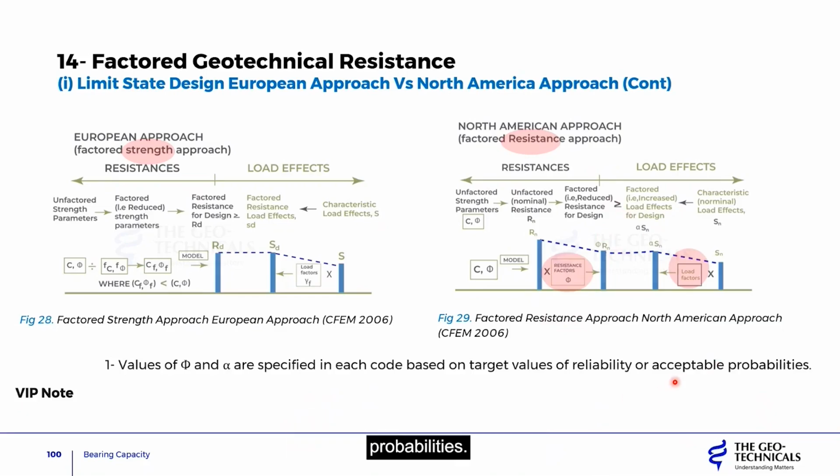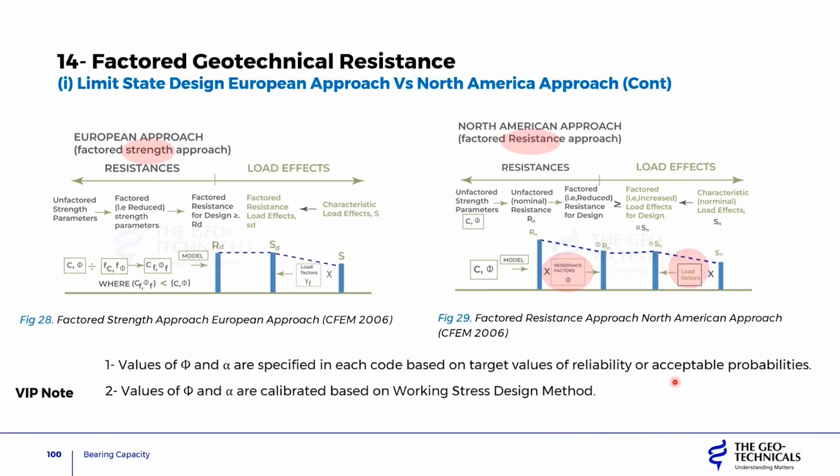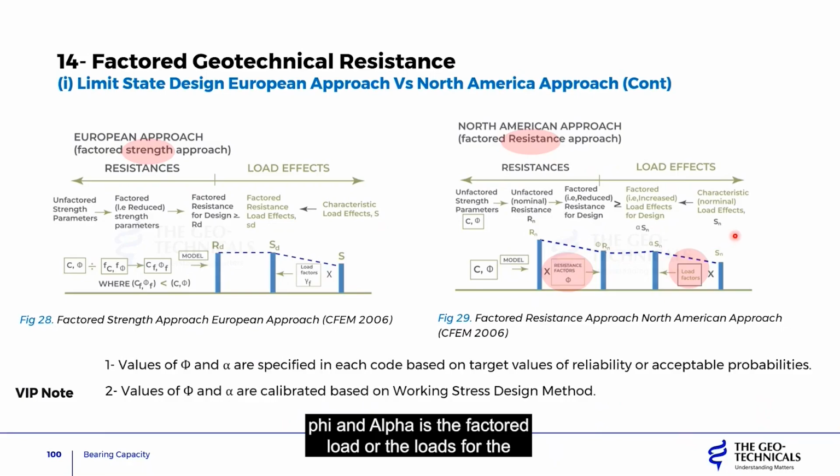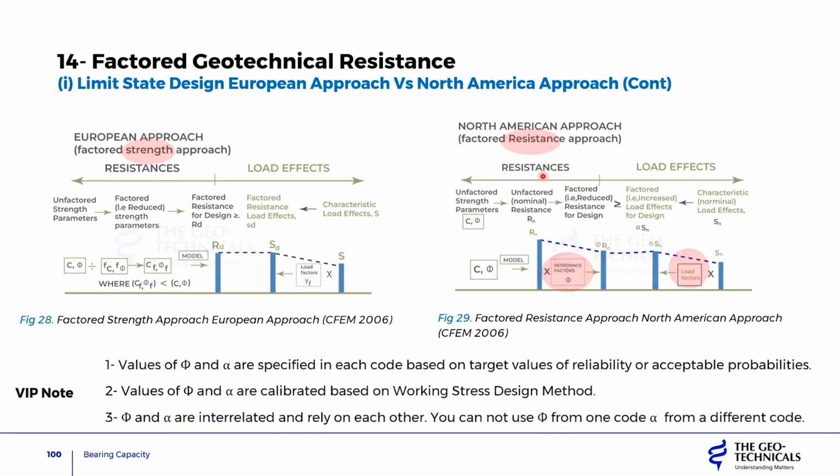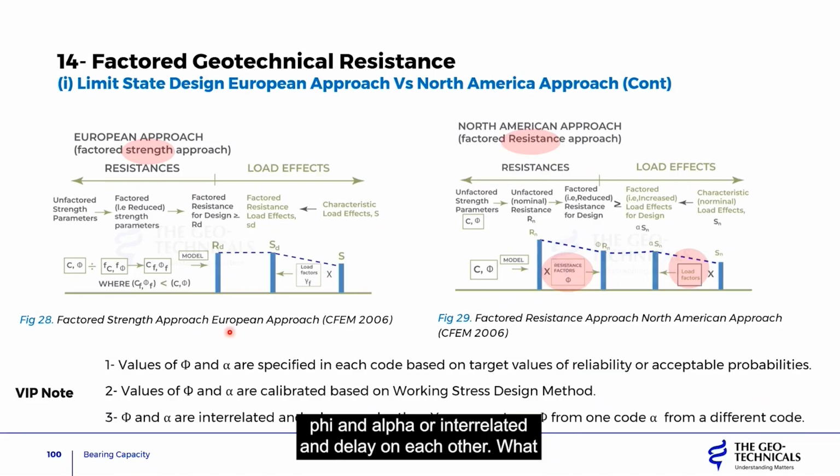Note that values of phi and alpha are specified in each code, based on target values of reliability or acceptable probabilities. Alpha is for the factored loads and phi is for the resistance. They are calibrated based on the working stress design method, and that's really neat. It's like a different expression of the working stress design method, calibrated to make sure that the structural and geotechnical teams use the same language. Eventually, phi and alpha are interrelated and rely on each other.